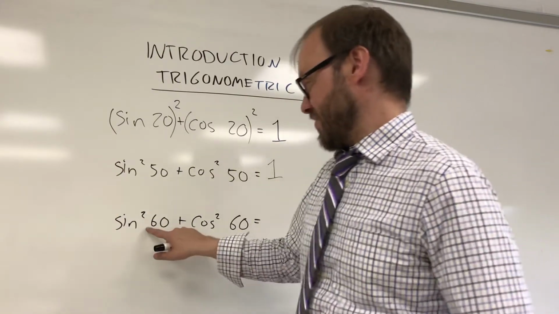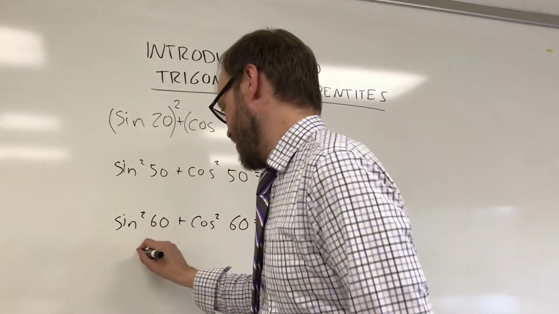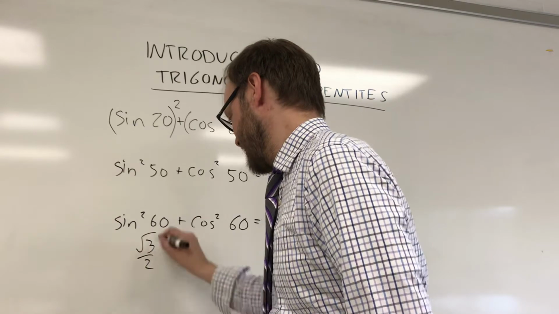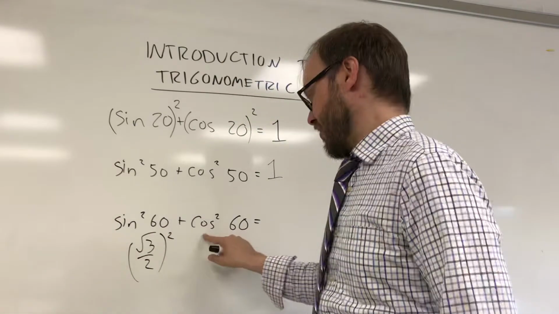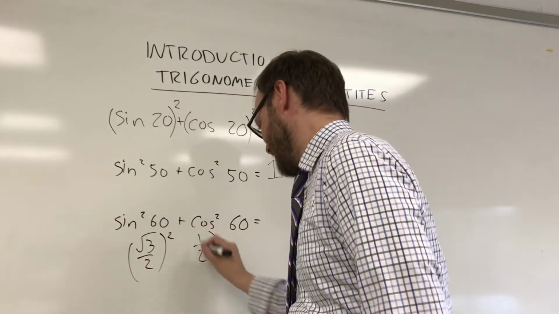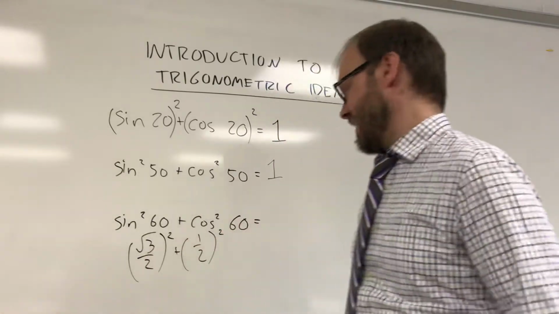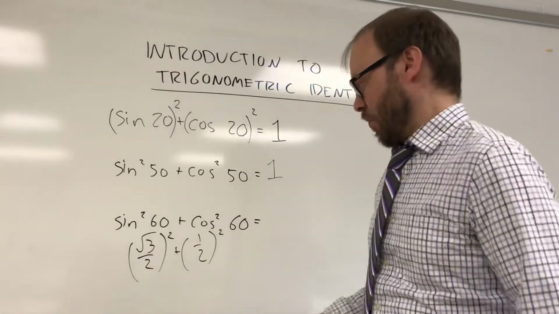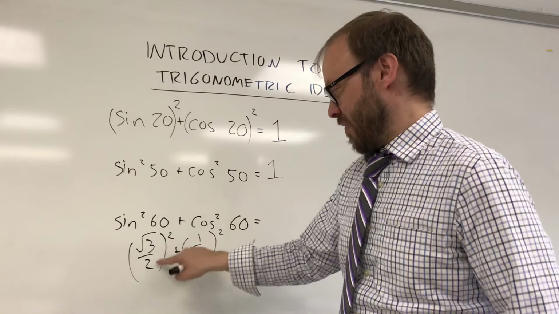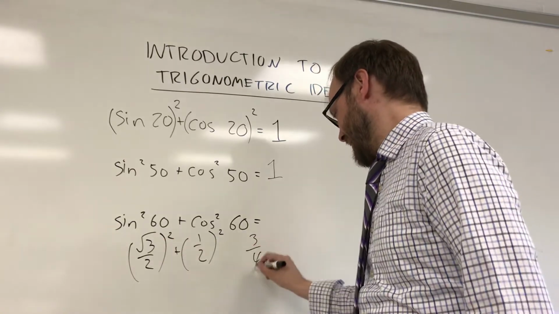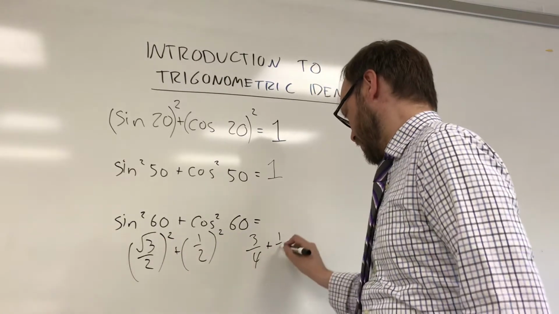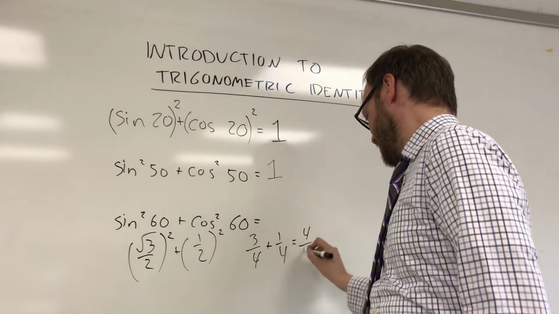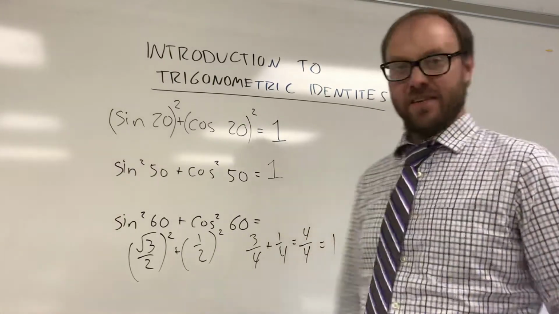Now, I can give you values you know. For example, we know the sine of 60 is radical 3 over 2, and we want to square that. We know the cosine of 60 is 1/2. We want to square that, and we want to add them together. Well, what does that give me? That's 3 over 4, right? And that's 1 over 4. And that'll be 4 over 4, which is equal to 1.